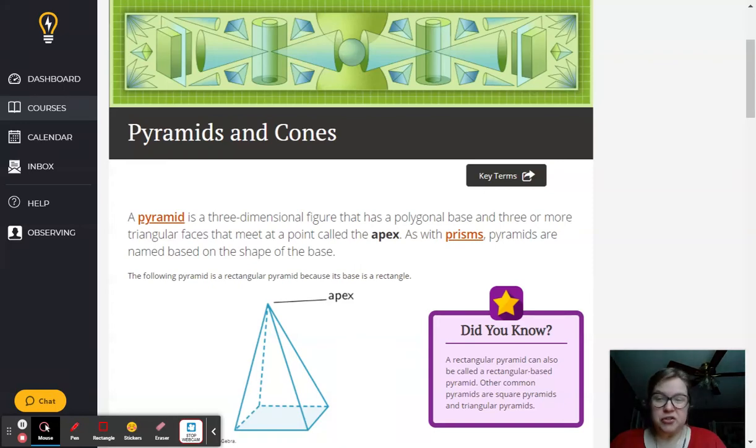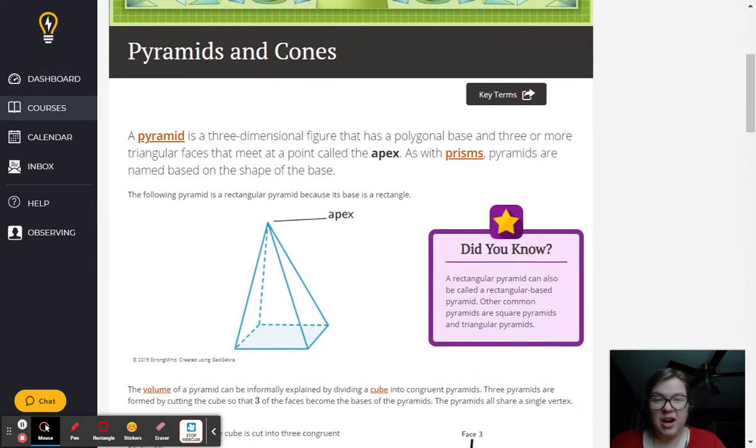Here's 20.2. It is on pyramids and cones. So things that you need to know about pyramids and cones. First of all, it's very, very similar in formula, but you have to know kind of the idea behind a pyramid and a cone. Spoiler alert, this is discussion 20 topics.